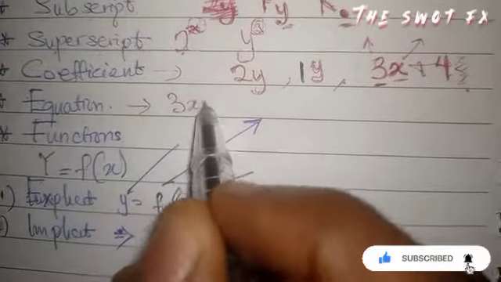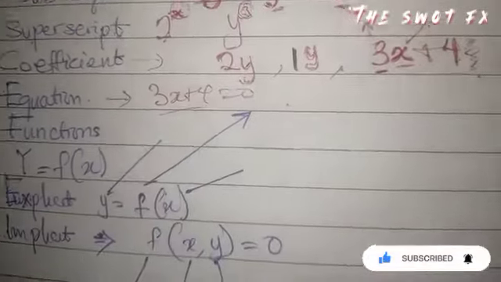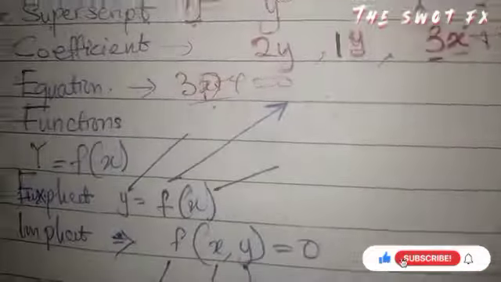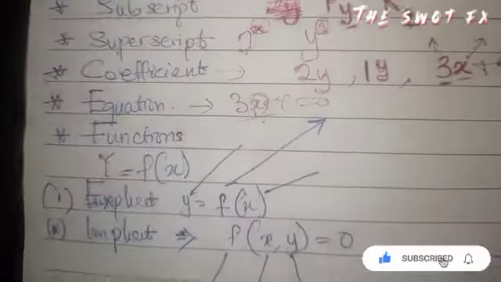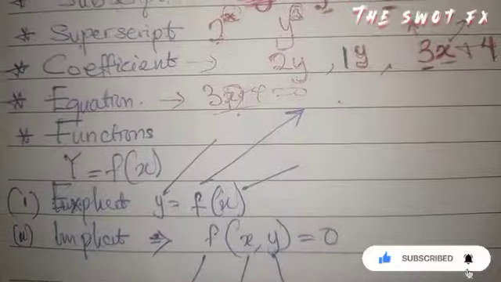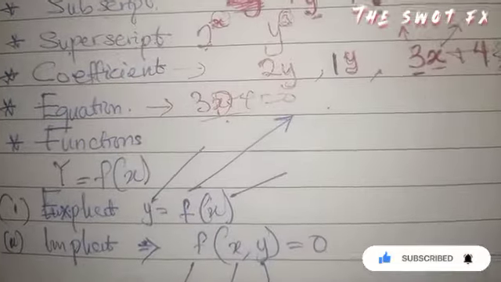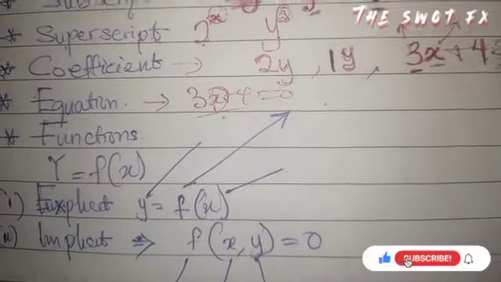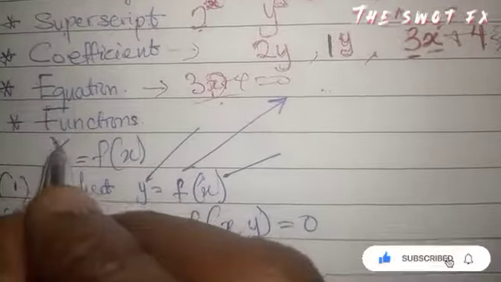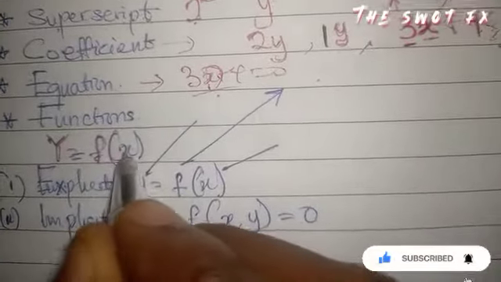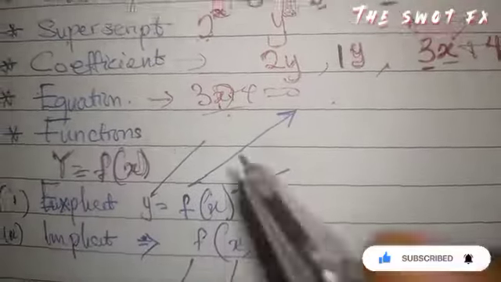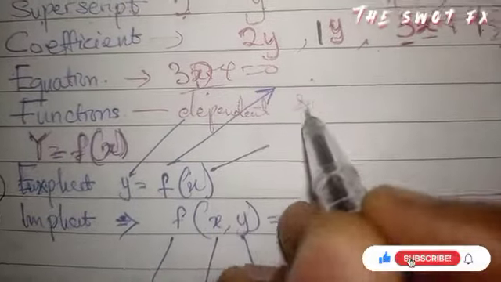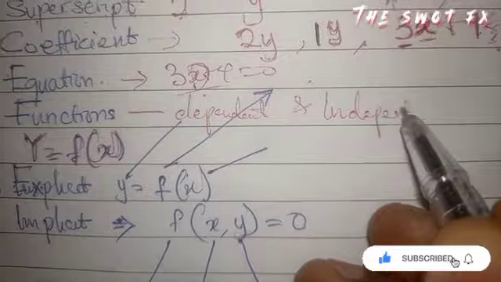Equations. If I have 3x plus 4 equals 0, this is an equation consisting of an unknown. We can have 2 unknowns, we can have 3 unknowns, but the fact that you are looking for a particular variable means that it is an equation. Now functions, from what I was trying to explain last night: function has to do with, for example, y equals f of x. Now function has to do with a dependent and an independent variable.